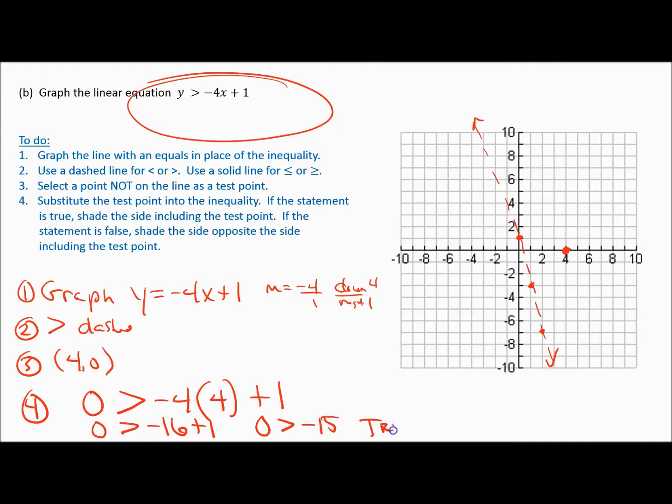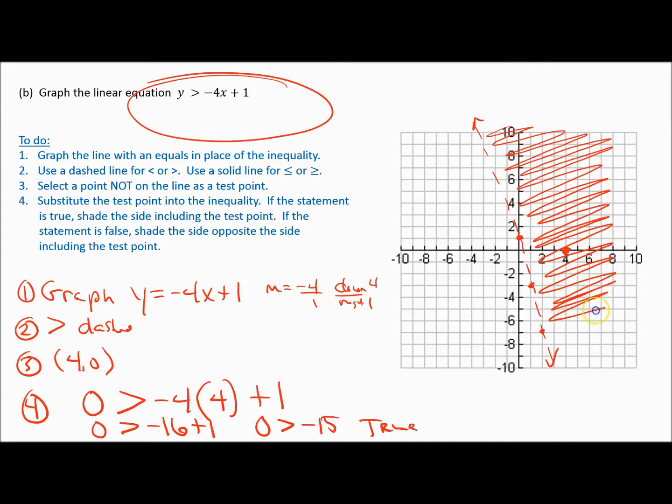That's true. Okay? So what that means is my point, 4, 0, is on the right side of my graph. That means everything on the right side of my graph is going to make this problem true. Everything, forever and ever over to the right. So that is my solution to this inequality.